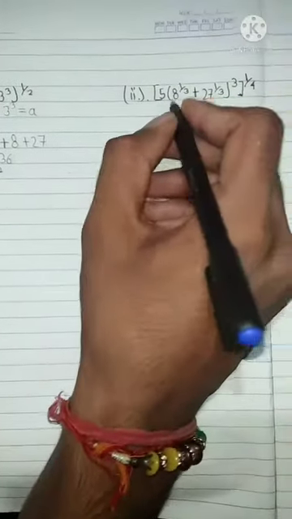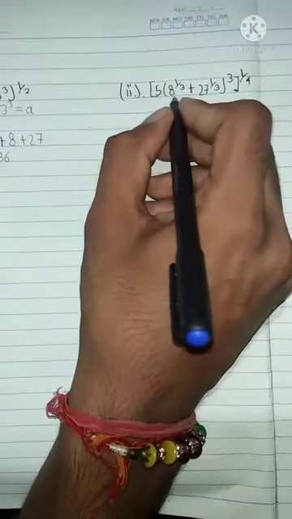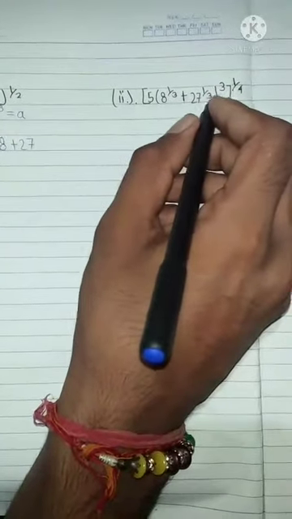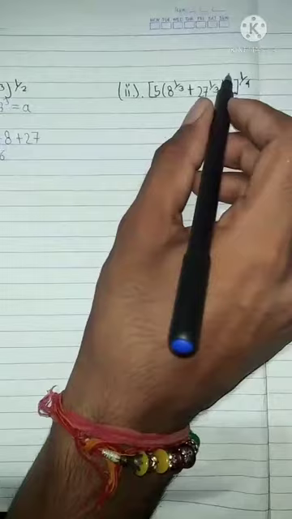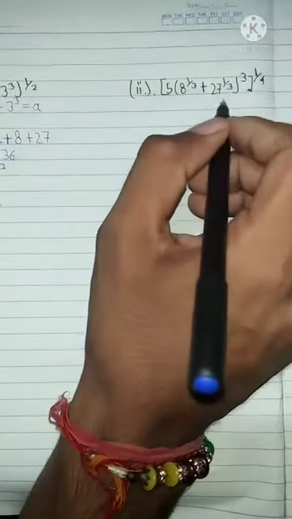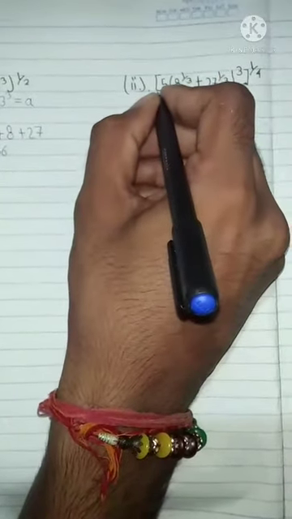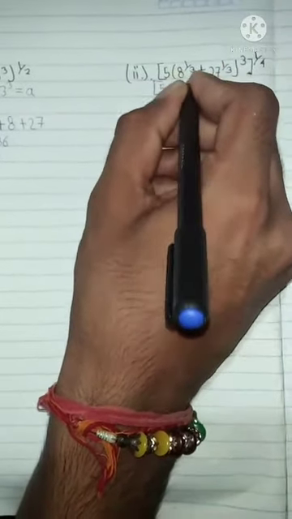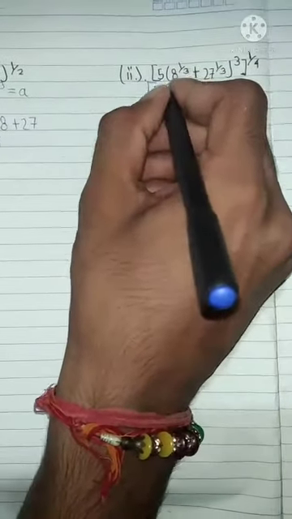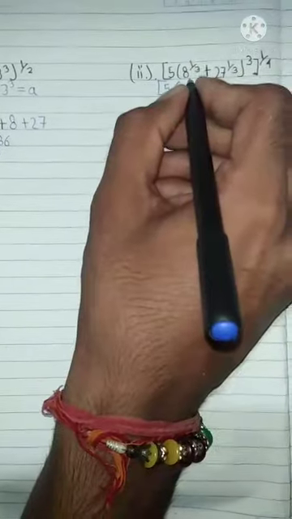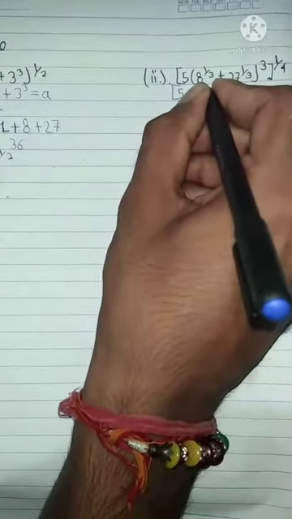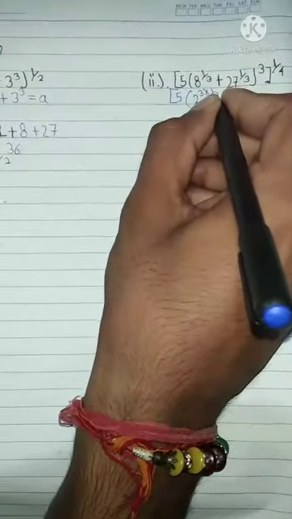The second question is 5 into bracket 8 to the power 1 by 3 plus 27 to the power 1 by 3, whole to the power 3, total whole to the power 1 by 4. So how to solve this? First write bracket 5. First we solve the small bracket. Write 8 in the form of 2 cube, then it becomes 2 to the power 3 into 1 by 3.